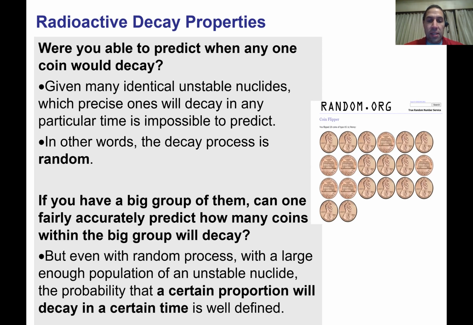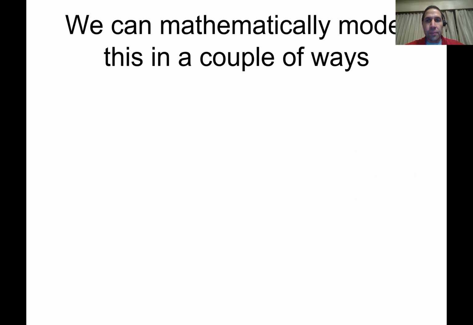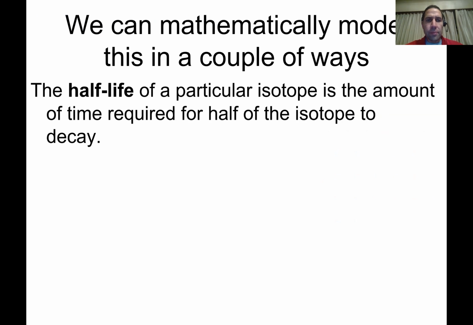And the answer to that question is yes, because even with a random process, if you have a large enough population, the probability that a certain proportion will decay in a certain time is well defined. And in fact, it's very, very exact. And we can model it and we can track it. And we have done so in laboratories. And we've noticed that we can mathematically be quite accurate with it. So how can we mathematically model this? Let's talk about a couple of ways.